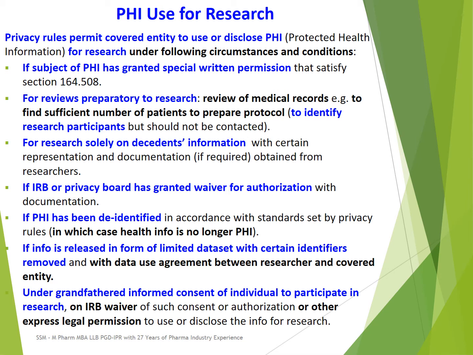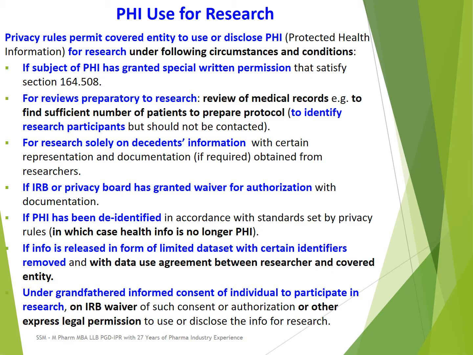Next is if the IRB, that is Institutional Review Board, or Privacy Board, has granted a waiver for authorization. Next is if protected health information has been de-identified by removing, for example, name, age, or social security number. Removing the identifiable information is called de-identification. So if PHI has been de-identified in accordance with the standards of the privacy rules, in such case the health information is no longer protected health information and such information can be used.